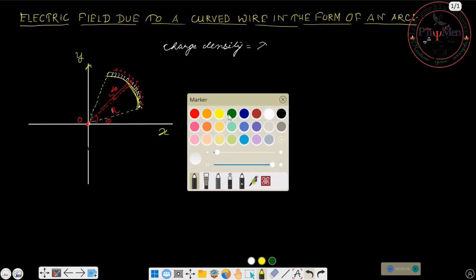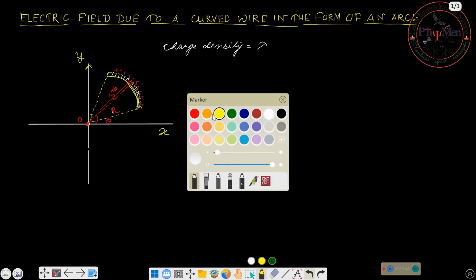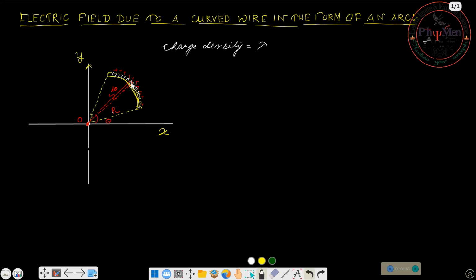This is the element here. Let me take this particular element. So this element length will be r d theta. So first we need to find out, this is your element, a small element here.